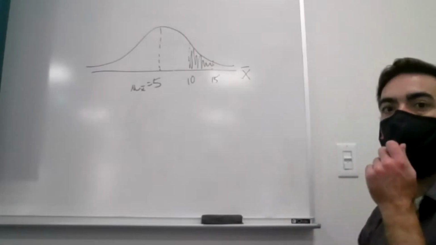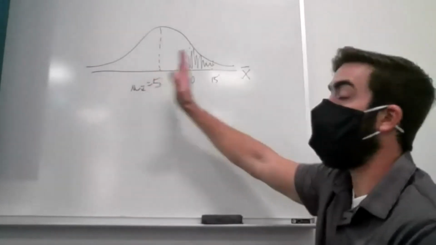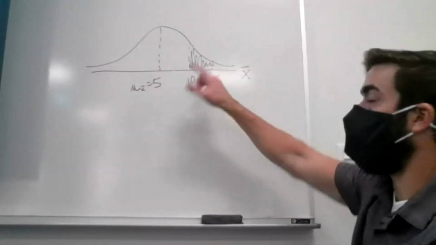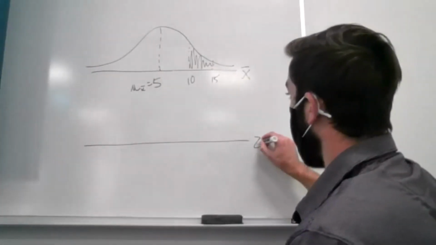Well, right away, what do I know this probability has to be less than? The area to the right of the mean should be 0.5, so this has to be less than that. Right? So, what's the next step?